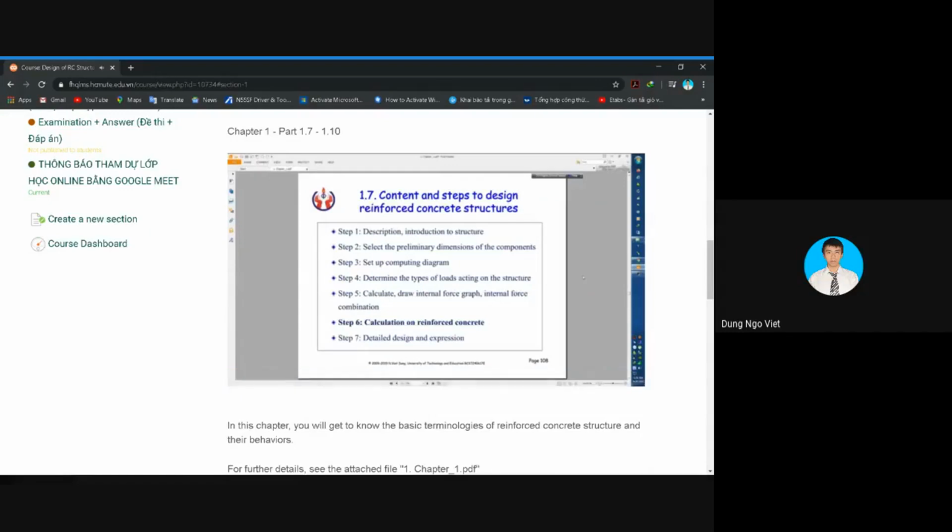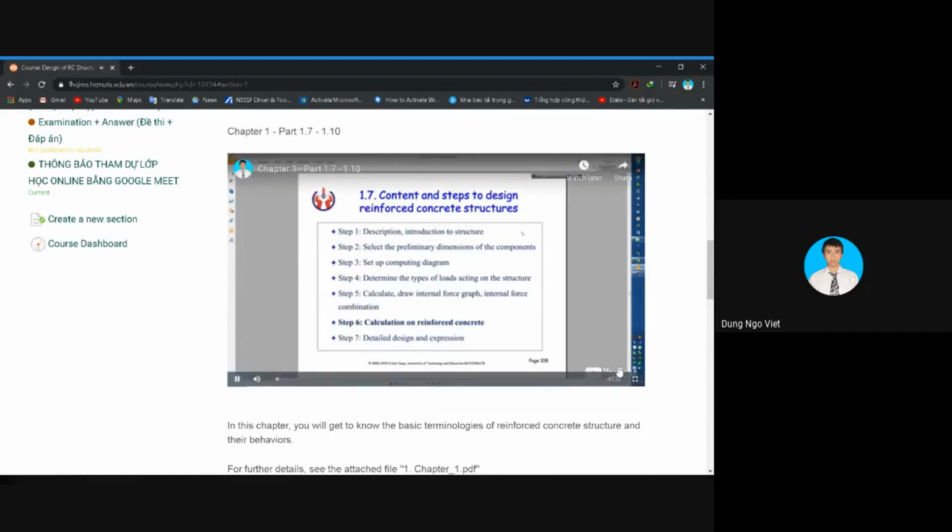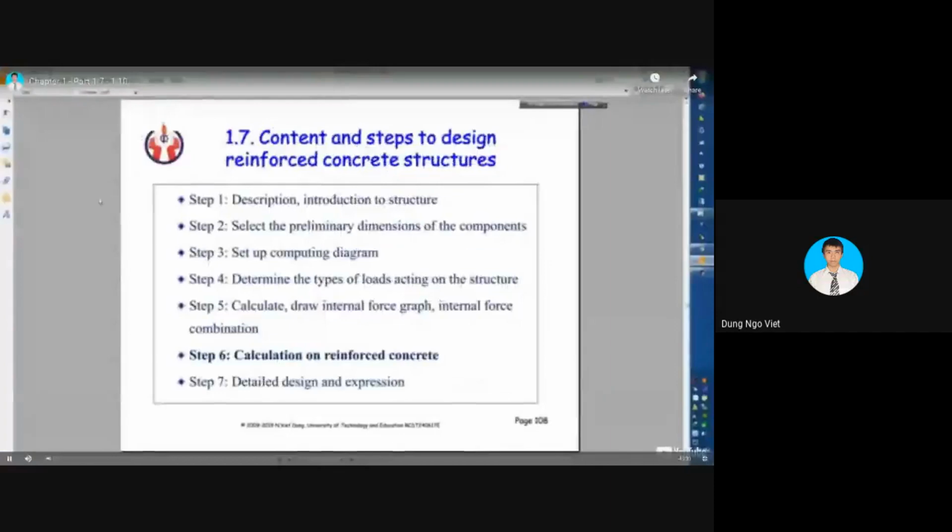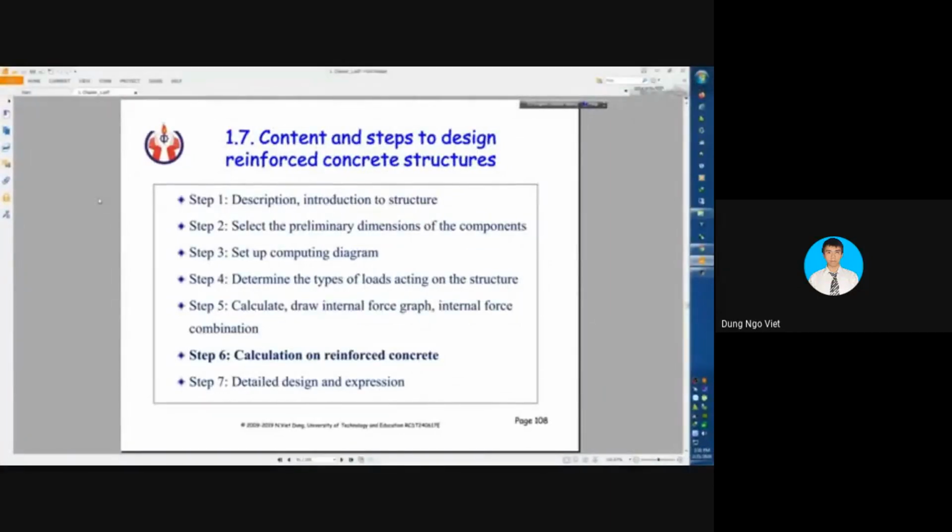Next, we will continue to study part 1.7, content and steps to design reinforced concrete structures. The steps to design reinforced concrete structures include 7 steps. The first step is description, introduction to the structure. The second step is to select the preliminary dimensions of the components. And the third step is to set up the computing diagram.